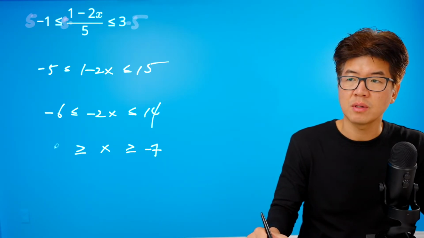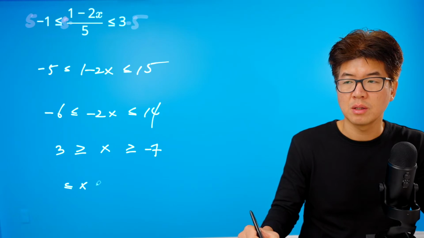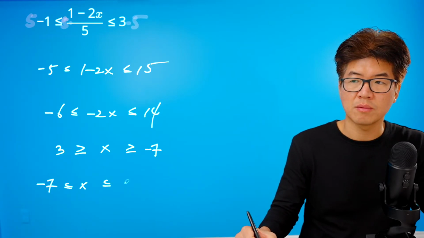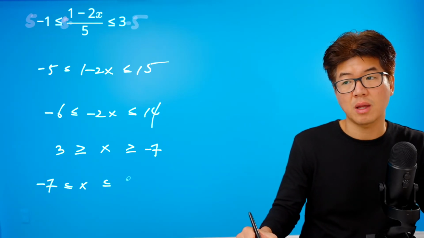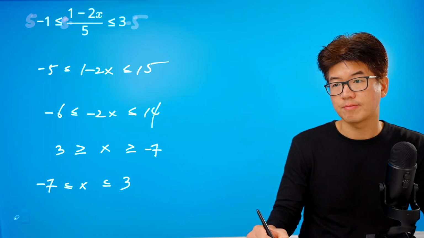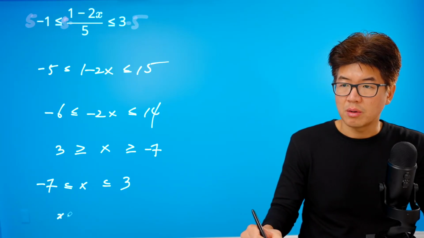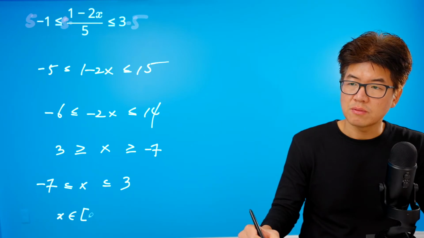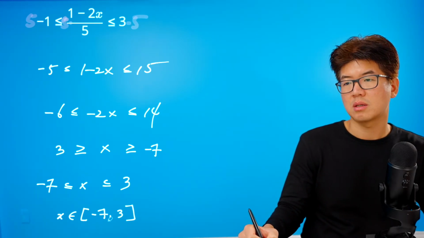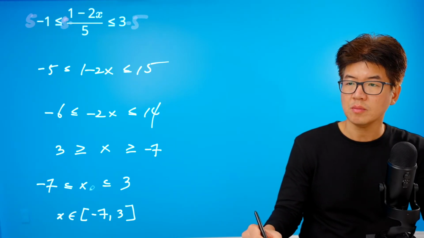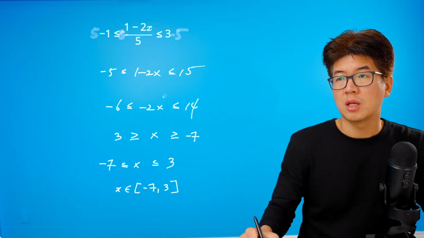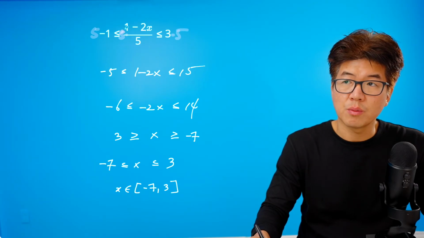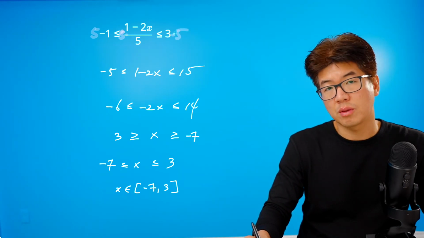This is -7 and this is +3. So x is between -7 and +3. In interval notation, this is from -7 to 3. Just to verify, for example, 0 is in between these two numbers. If you plug in 0 in there, 1/5 is indeed in between -1 and 3.